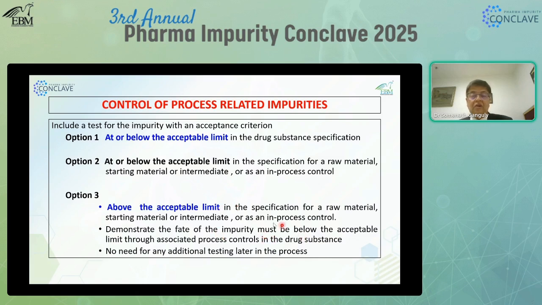If I demonstrate it with my development studies and the plant pre-exhibit batch data, there is no need to test it on every batch. So this is the purge study, etc. We have to show how. Normally people are doing this in process control, purging, etc.